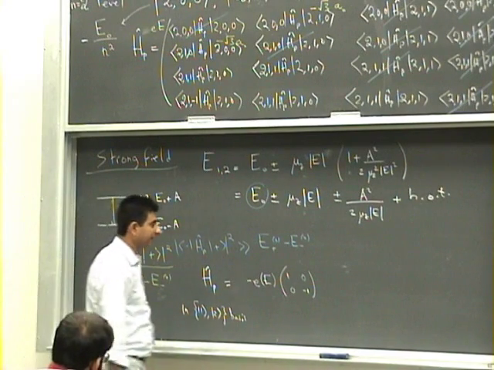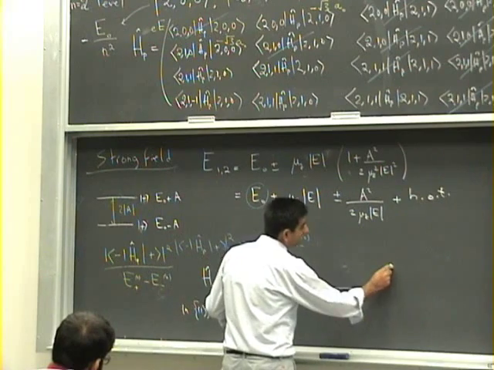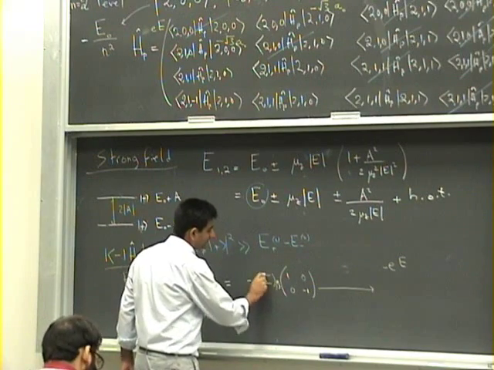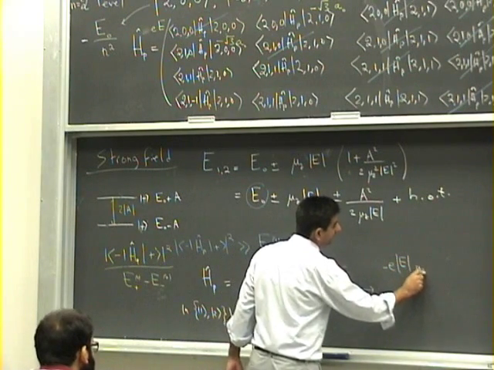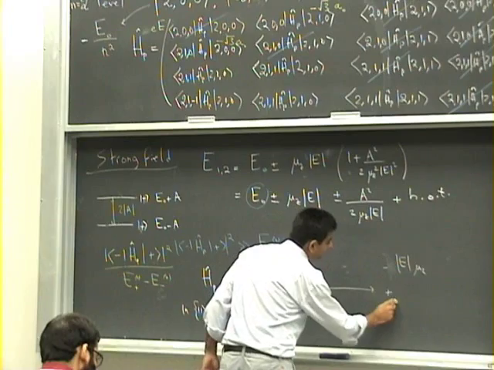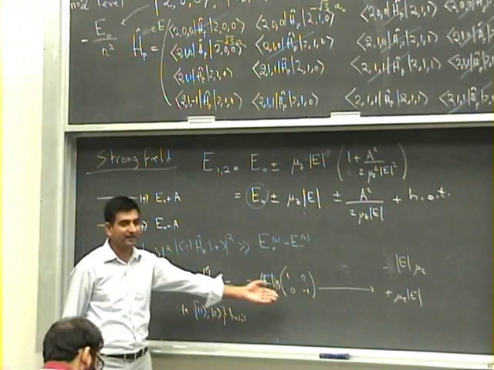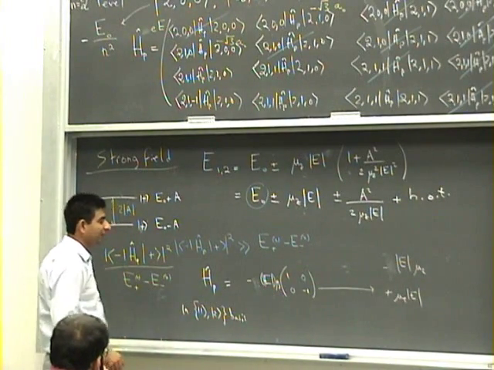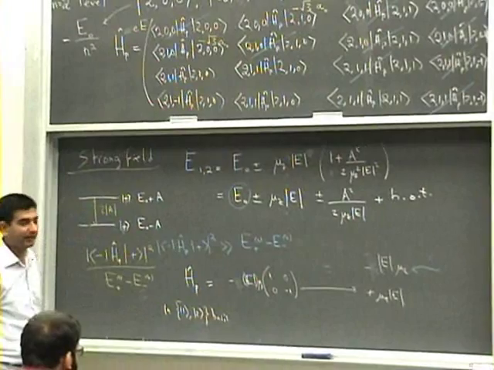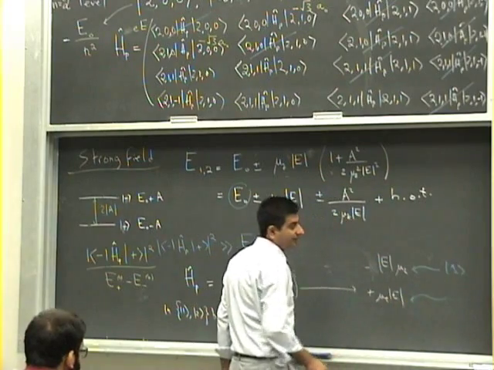What are its eigenenergies? The eigenenergies are simply minus mu Z E and plus mu Z E. And what will the eigenstates be? The eigenstates will be ket 1 and ket 2.